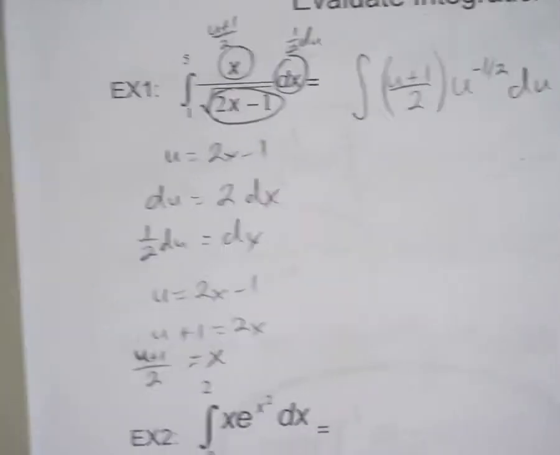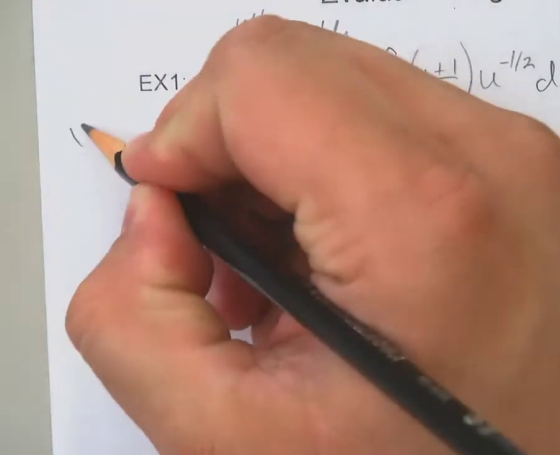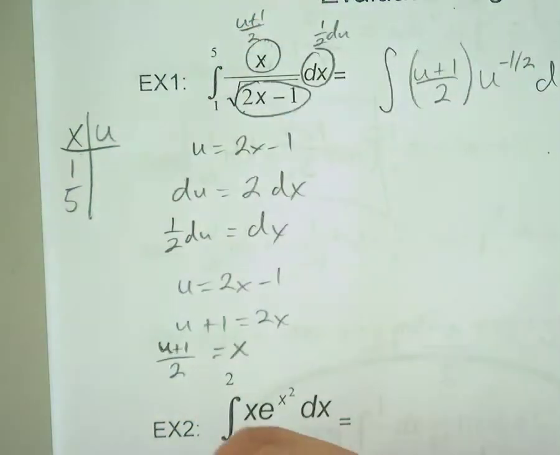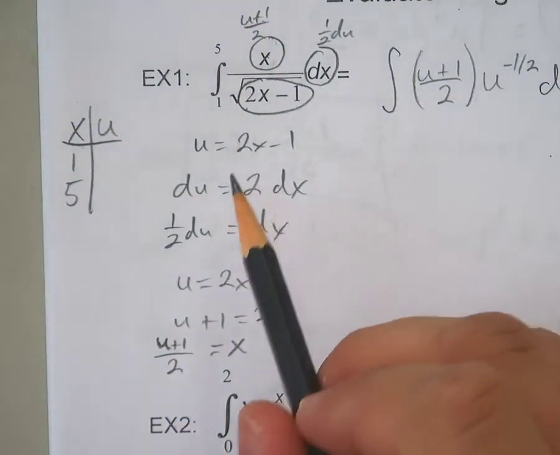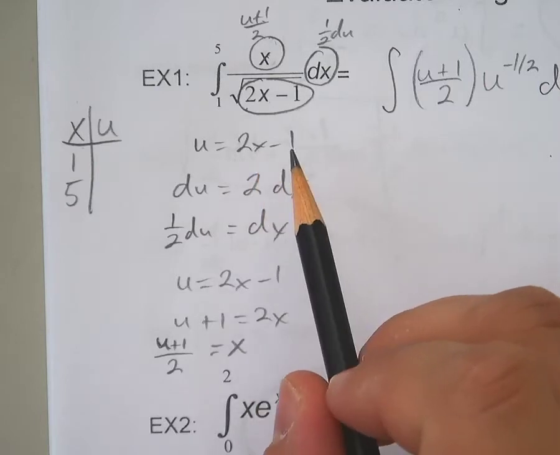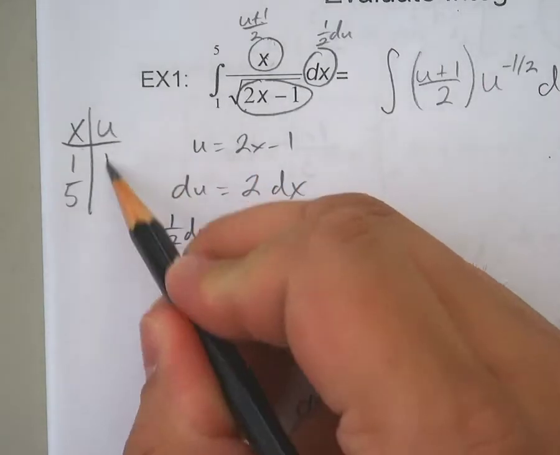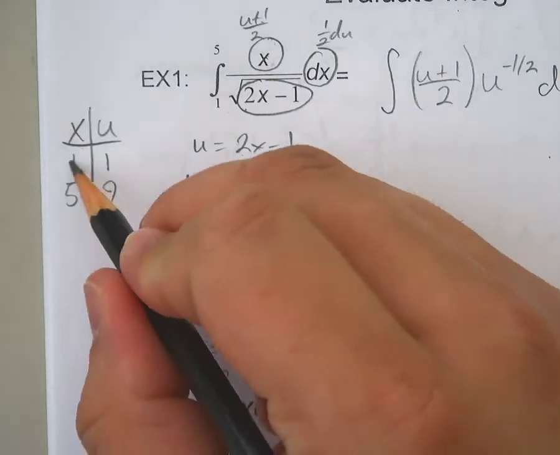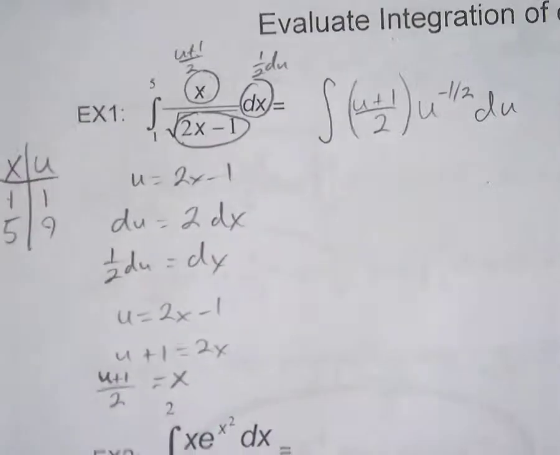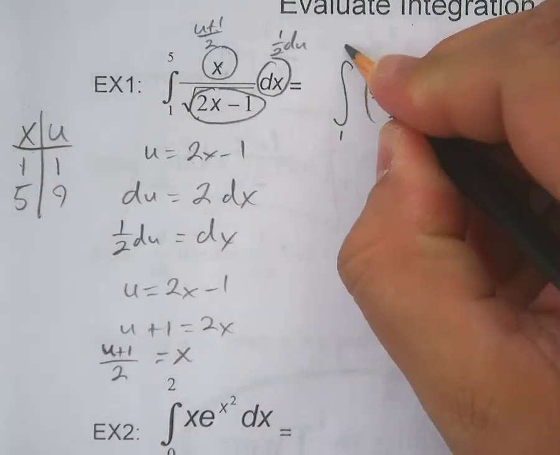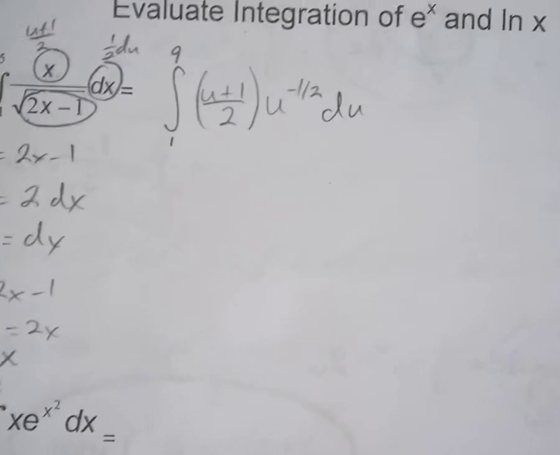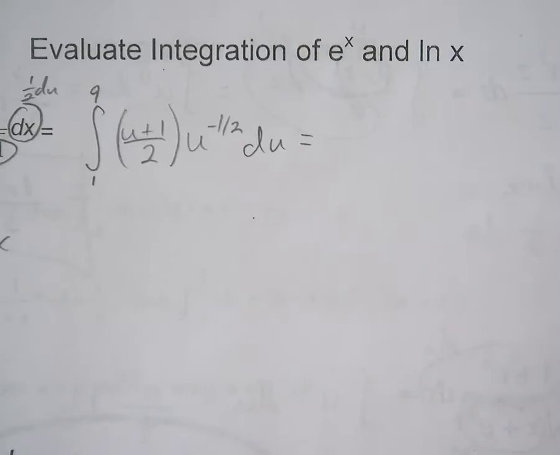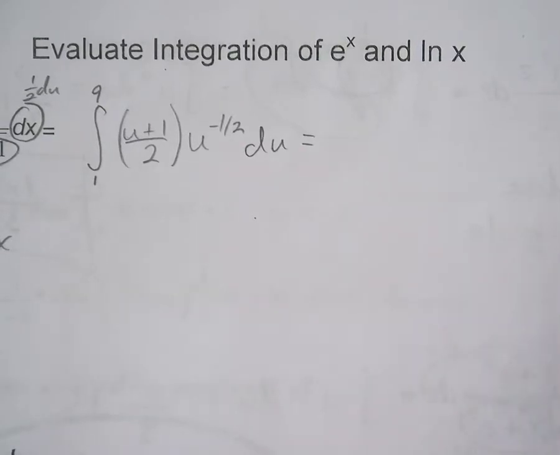And now I need to fix my limits of integration. See, originally my x's were going from 1 to 5. So I'm going to come up with my u values here. So 2 times 1 minus 1 is going to be 1. 5 times 2 is 10, minus 1 is 9. So instead of going from 1 to 5, my u substitution will go from 1 to 9. And then I can come over here. This is stuff that we learned in the last lesson, so this is just kind of a refresher here.